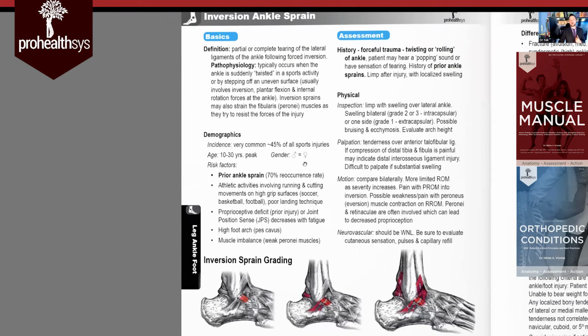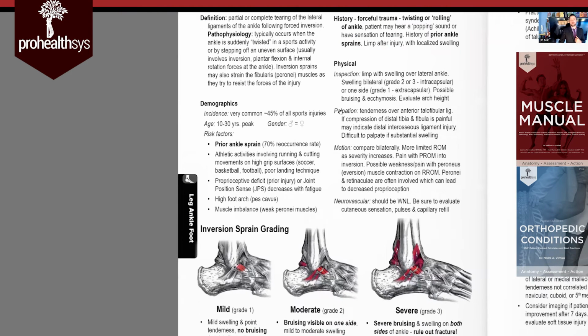So super common injury. Almost everybody has had this, approximately 45% of all sports injuries. Generally, what do we see? Peak athletic years, male equals female. Risk factors: prior ankle sprain. If you sprained it before, you're probably going to sprain it again. And I love seeing ankle sprains in my practice because I used to sprain my ankles all the time until I found the wonder of wobble boards and rocker boards, and then even basic yoga. Something as simple as doing a tree pose can improve proprioceptive ability. But we'll come back to this once we get into our treatment. So prior ankle sprain is the number one risk factor.